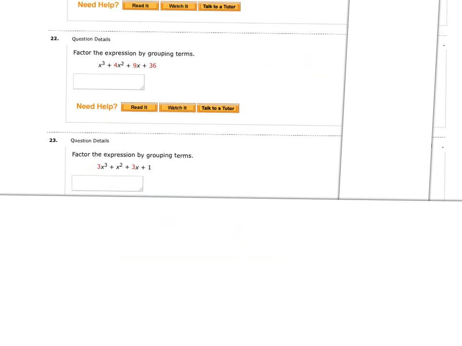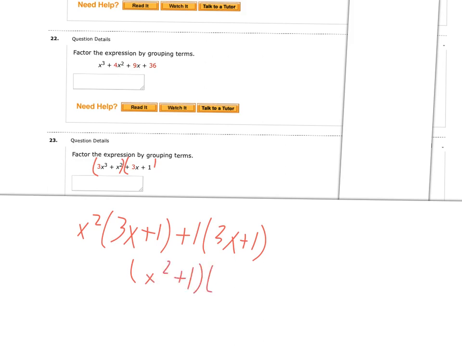And then our last one here, again, some grouping, but I wanted to point out on this one, so the first group we can take out x squared, leaving you with 3x plus 1. The second group we have to take out something, so if it looks like you can't take out anything, take out a 1. And so this one will leave you with 3x plus 1 as well. So you got x squared plus 1 and 3x plus 1.